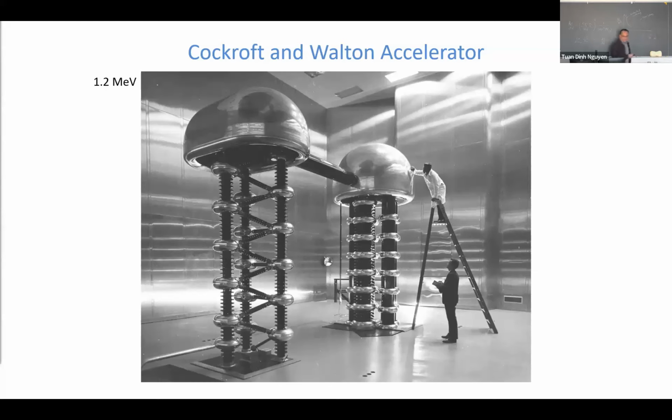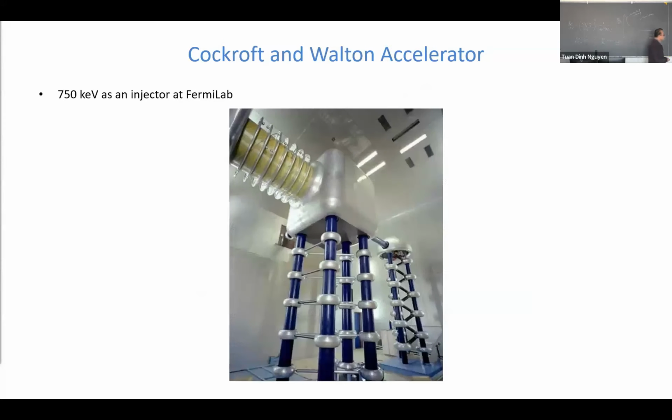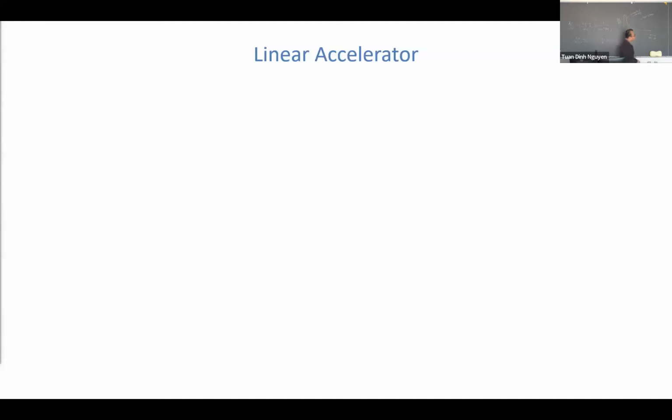1.2 MeV, and nowadays it's used as an injector in the big accelerator. So you have many stages. This is the primary stage to accelerate to 750 before they're sent somewhere else for further acceleration. Okay. Now we talk about the linear accelerator.